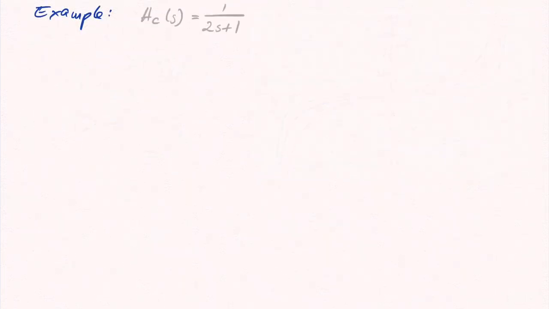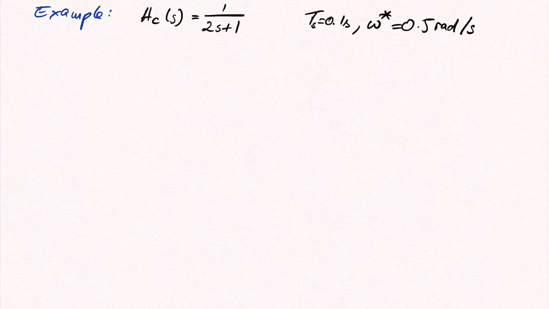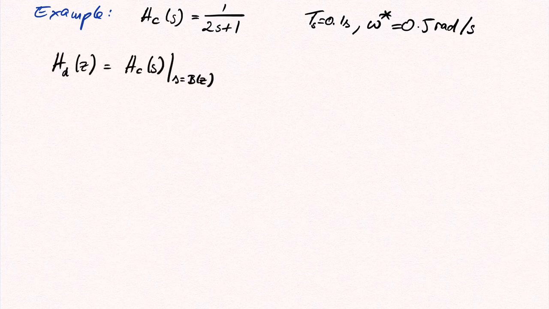As an example, consider this transfer function of a first-order continuous time filter. We assume that we want to have a sampling period of 0.1 second, and the behavior of the continuous time and the discrete time filter should be exactly the same at the cutoff frequency. Hence, omega star is equal to 0.5 radians per second. The transfer function of the discrete time filter Hd(z) is then achieved by taking the transfer function of the continuous time filter Hc(s) and replacing s with a bilinear transform, which gives that Hd(z) is equal to 1 divided by (2c (z minus 1) over (z plus 1) plus 1).